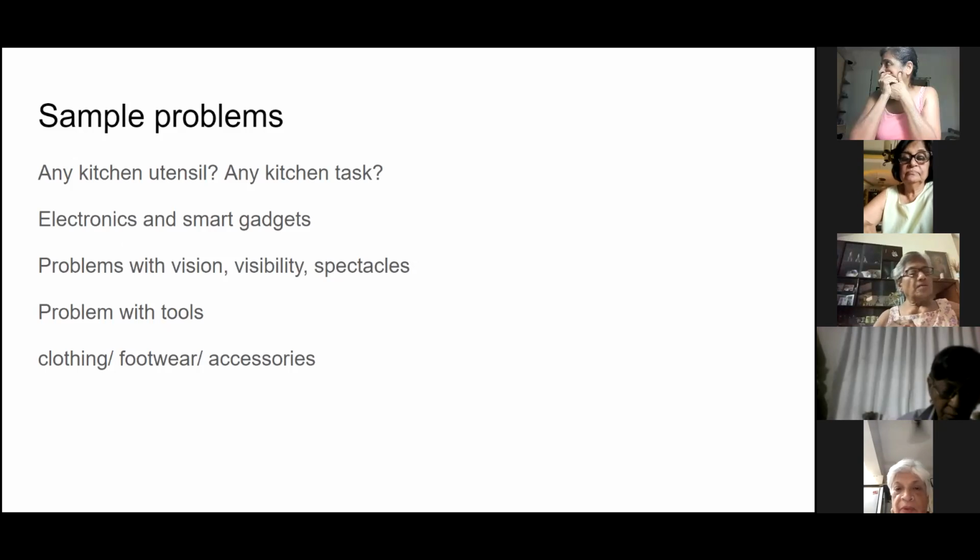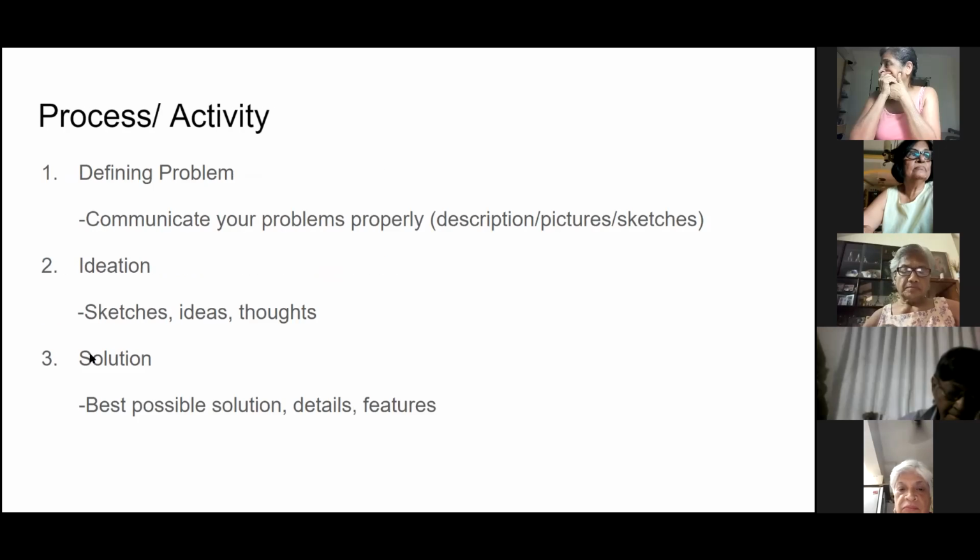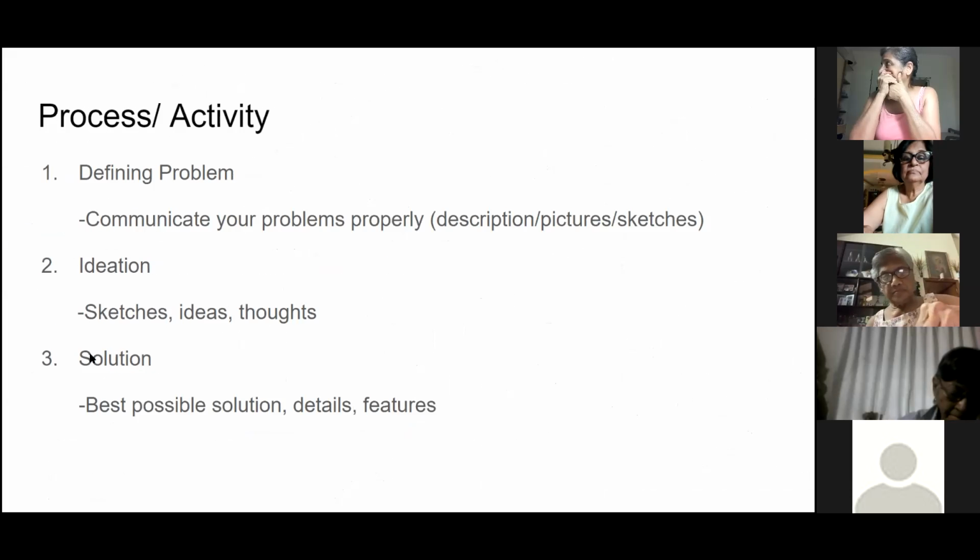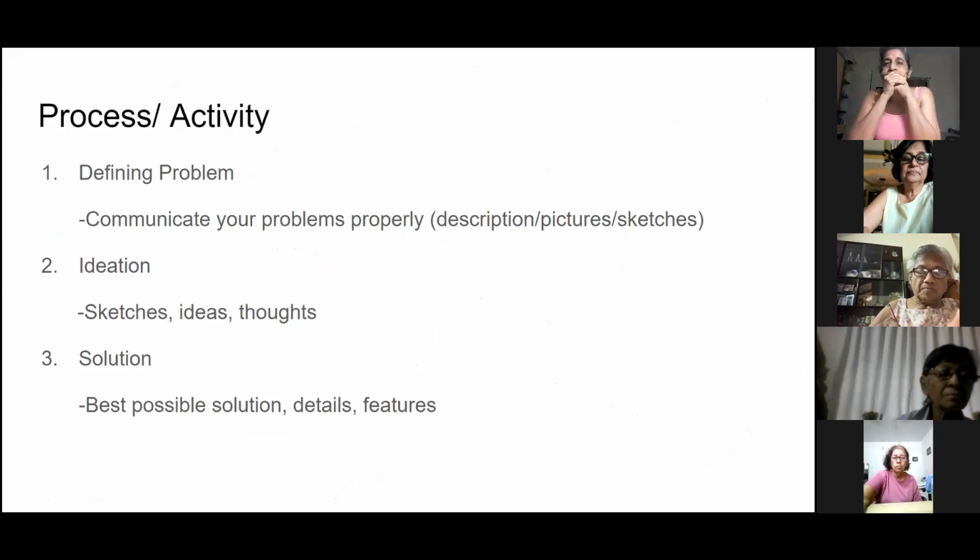Krishna, can you go back to this initial slide, just before this? Okay, the process. Right now we're going to attempt the process activity, the slide that you see now, problem 1, which is just defining your problem. Am I right, Krishna? Yes.